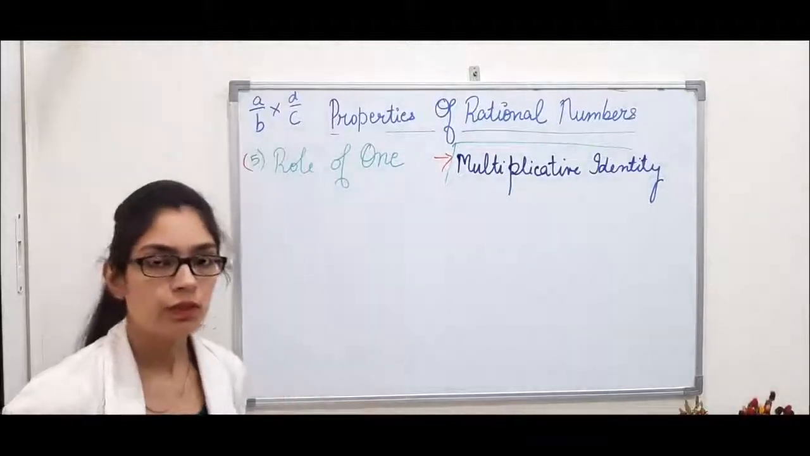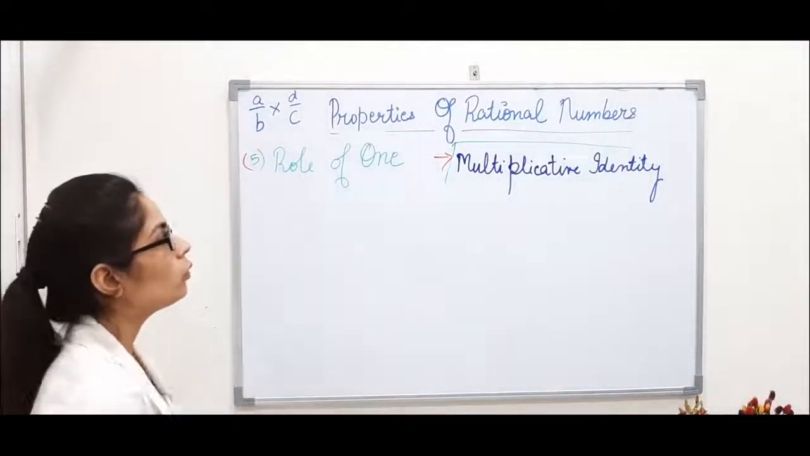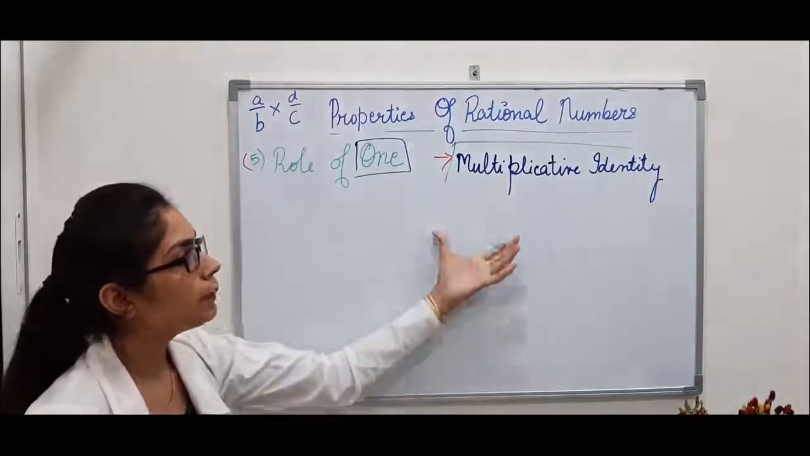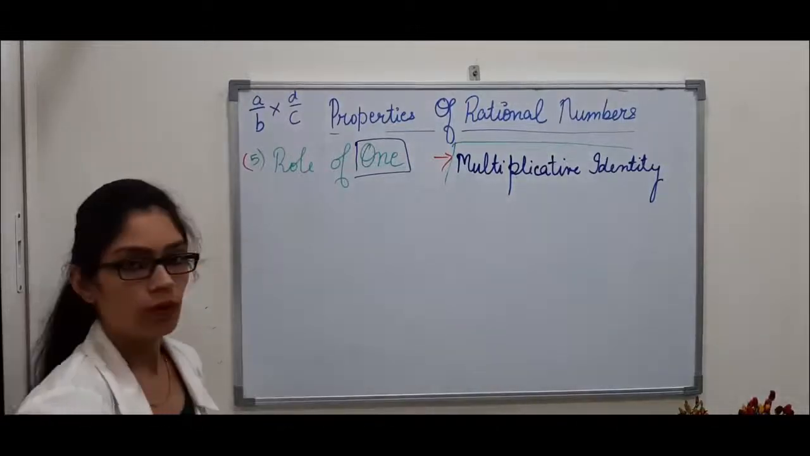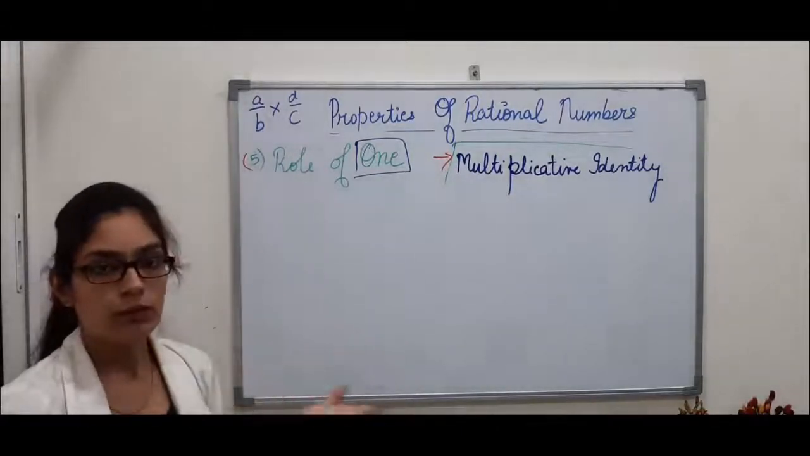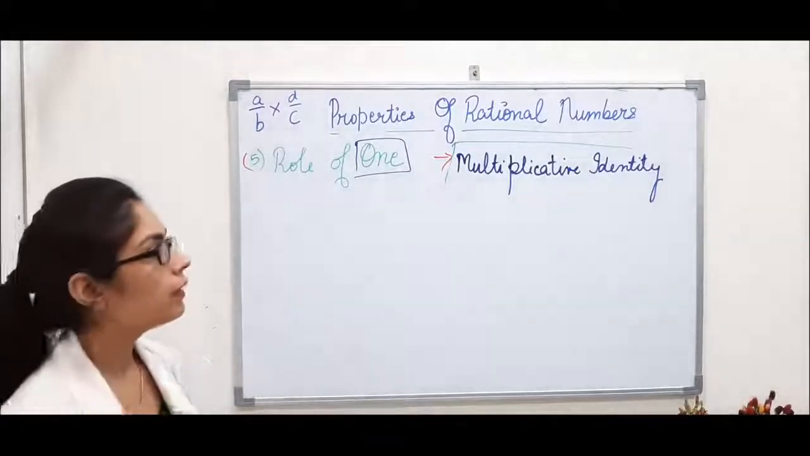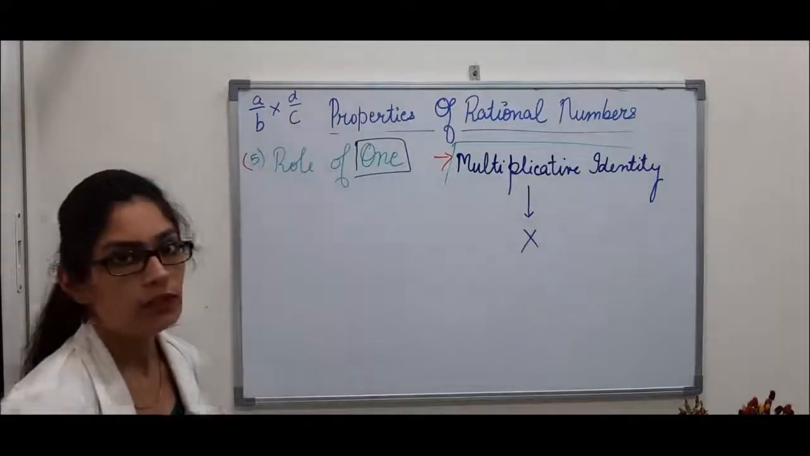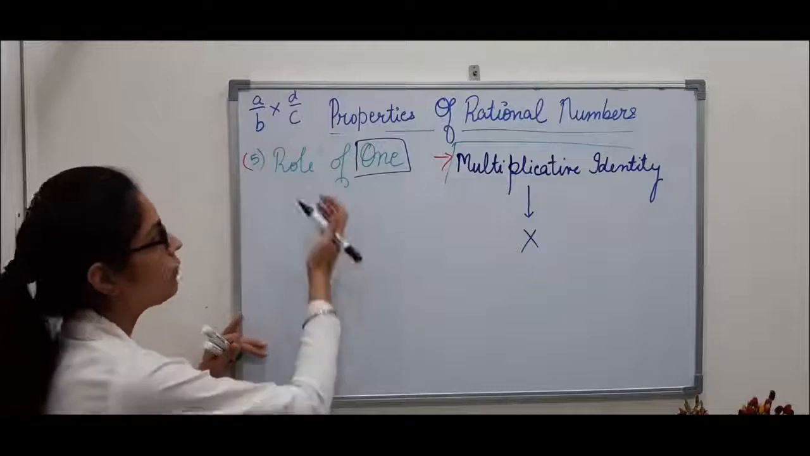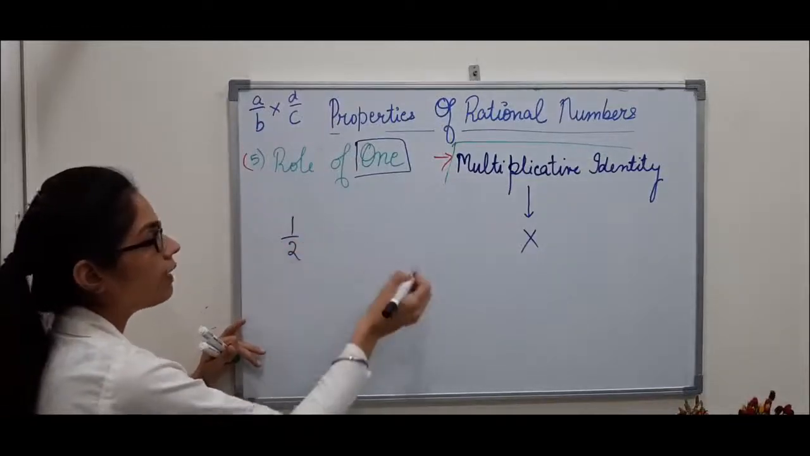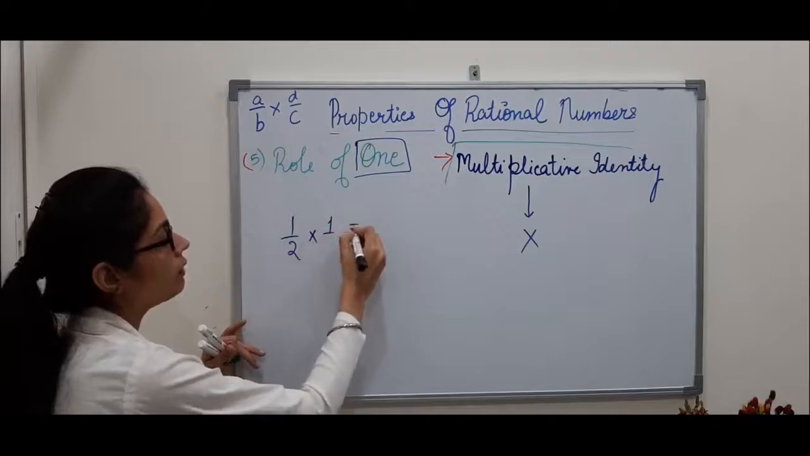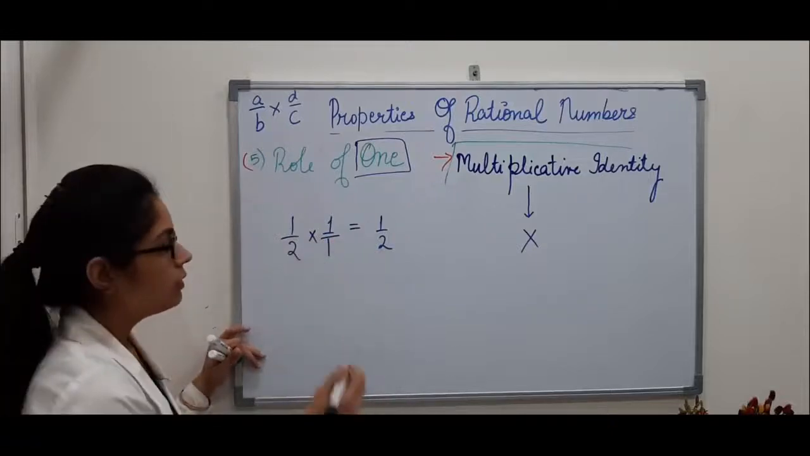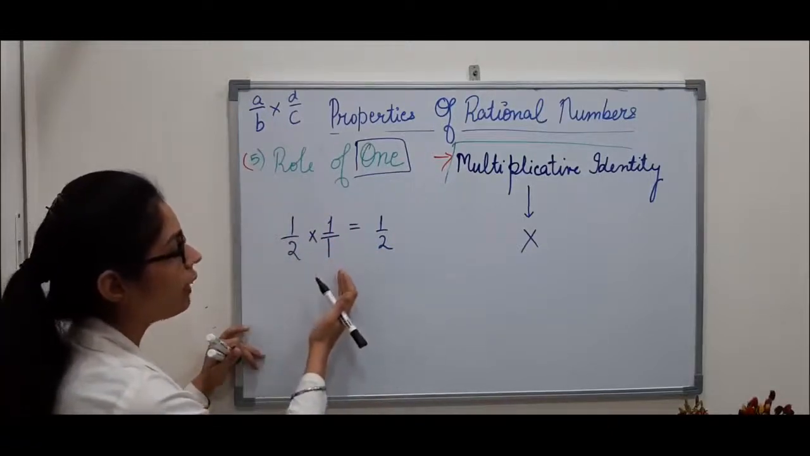Since we have understood the role of 0, now let's try to understand the role of 1. So 1 is also known as the multiplicative identity. In the same way that on adding 0 to some rational numbers we were getting the same rational number, multiplicative identity means something related to multiplication. Let's understand in the same way. I'll take one rational number, 1 by 2, and multiply it with 1. I will get 1 into 1 is 1, and 2 as it is, because 1 means 1 by 1. So on multiplication with 1, I got the same number.